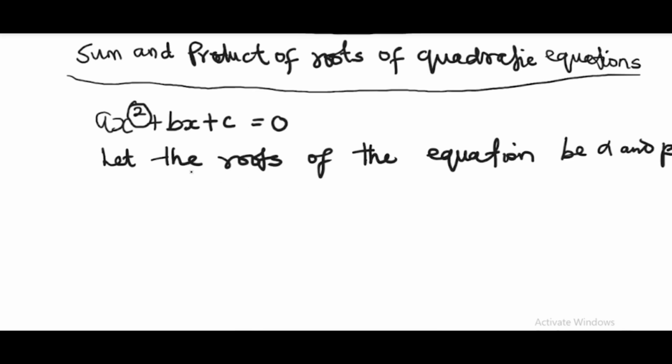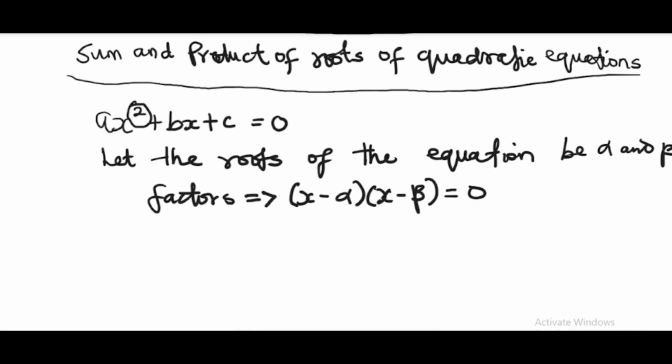So if the roots are alpha and beta, what will the factors be? It means that the factors of the equation will be what? If the roots are positive, the factors will be negative, right? Now, what am I trying to do? I'm trying to form the equation whose roots are alpha and beta. All right. So I just equated the factors to 0. The factors are x minus alpha, x minus beta. So equating to 0, why am I equating to 0? I want to get back the equation.